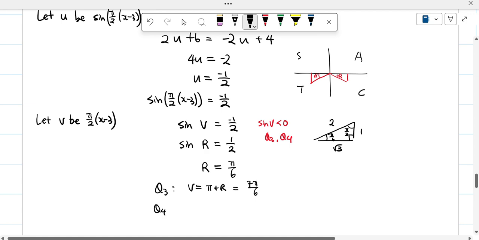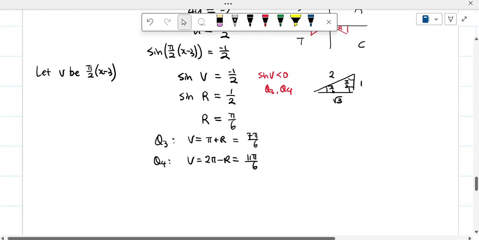And then in quadrant 4, using a similar idea, it's going to be a bit less than a full circle: 2 pi minus r. Now, 2 pi minus pi over 6. 2 pi is 12 pi over 6, so 12 pi over 6 minus pi over 6 will be 11 pi over 6. So we found our answers in quadrants 3 and 4. v is equal to 7 pi over 6 and 11 pi over 6. So my final answer for v would be 7 pi over 6 plus 2 pi n for the general solution, and 11 pi over 6 plus 2 pi n.